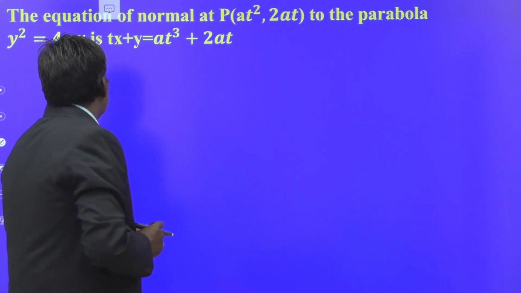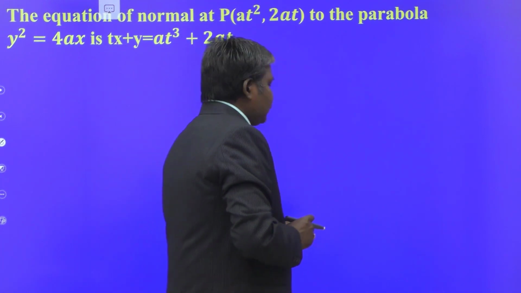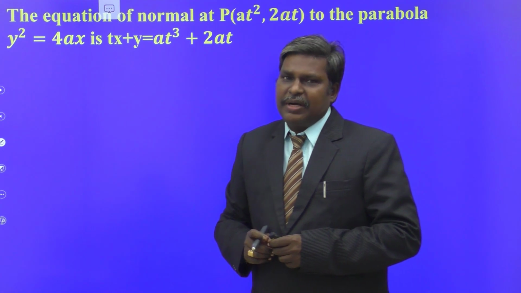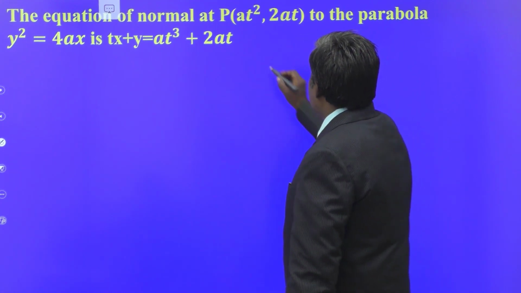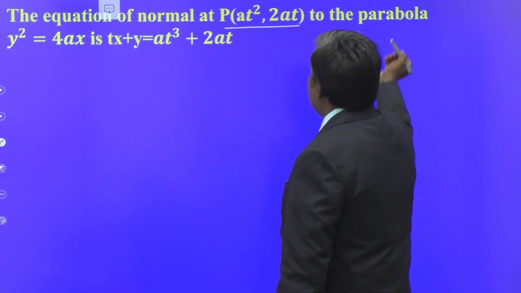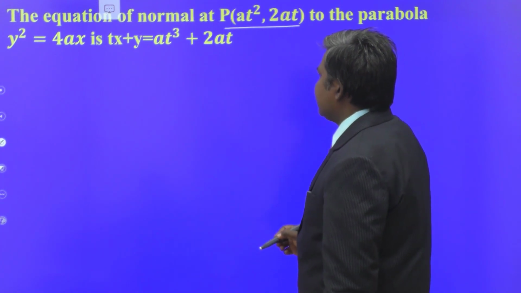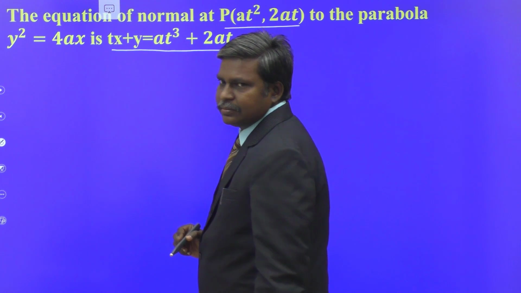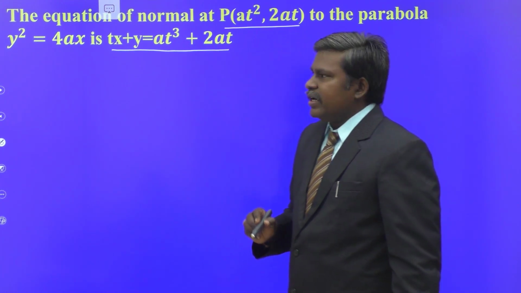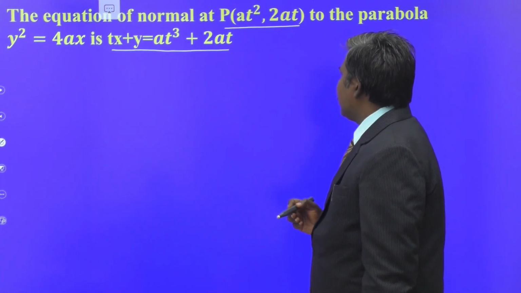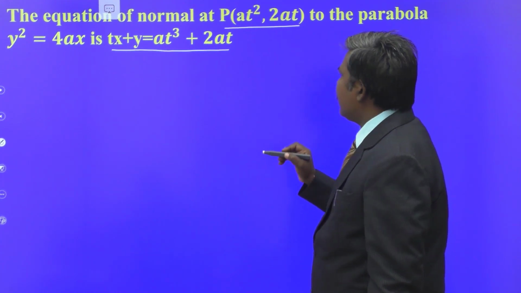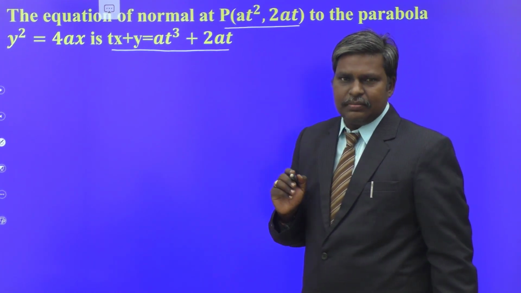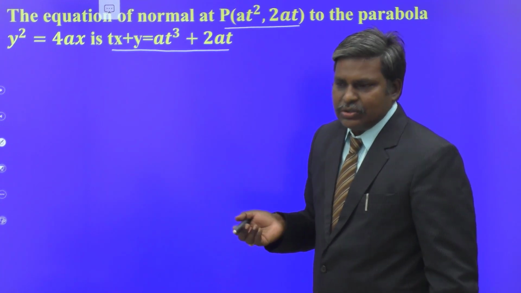the next theorem is the equation of normal at P(at square, 2at). That is, the point is in the parametric form here. The equation of normal at P(at square, 2at) to the parabola y square equal to 4ax is tx plus y is equals to 2at plus at cube. So what is your point here? P(at square, 2at). Instead of (x1, y1), if you take (at square, 2at), we obtain this one. Or you can derive separately also.